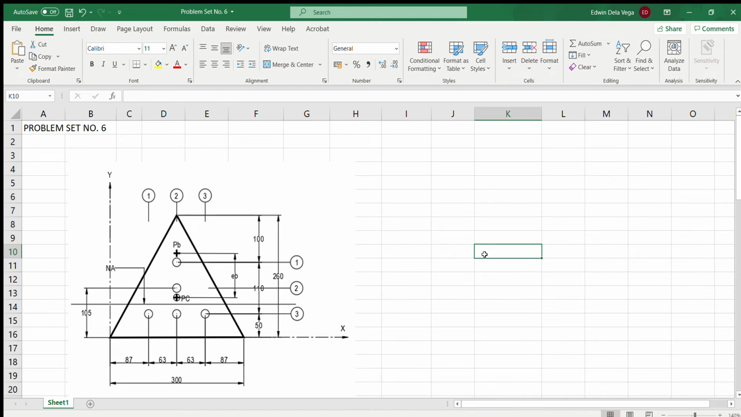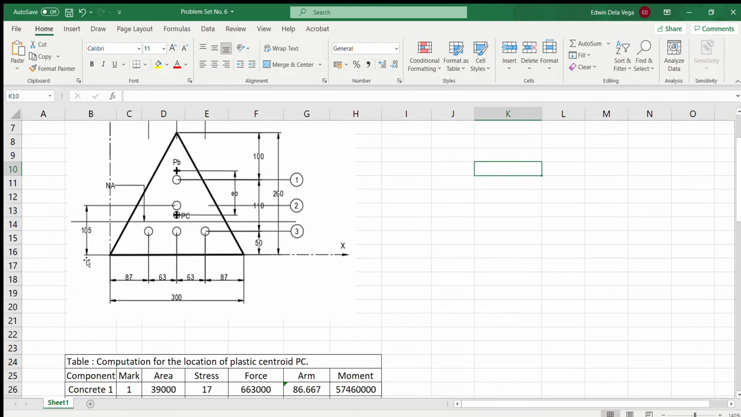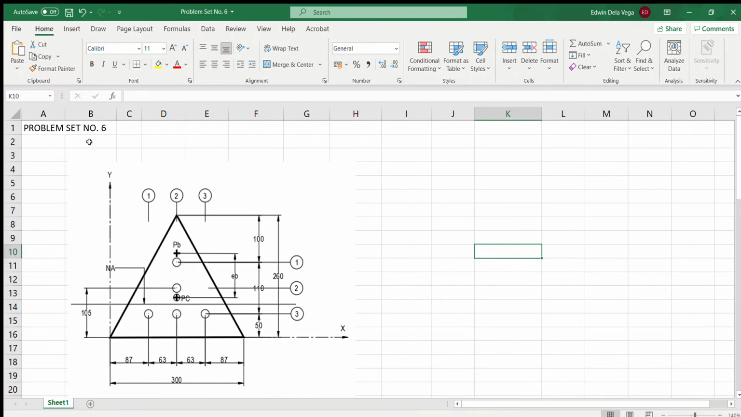Okay, again, good morning, class. This is the solution for the problem I gave you last time. This is not yet your problem set, okay, so I'll still be changing this.